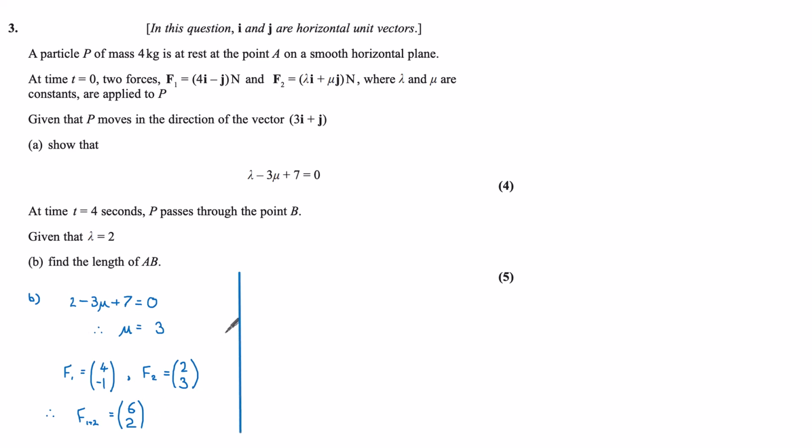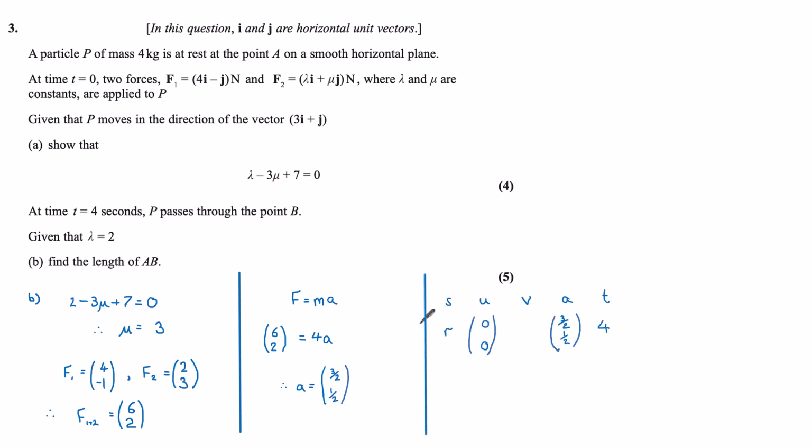Now I'm going to be using my good old F equals ma equation, where F is my resultant force, which I've just found to be 6, 2, and that's equal to the mass of this particle, which is 4 kilograms, multiplied by some vector for acceleration. Dividing through by 4, I get my acceleration to be 3 over 2, 1 over 2.